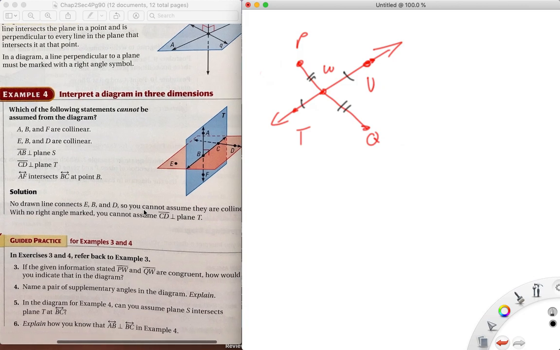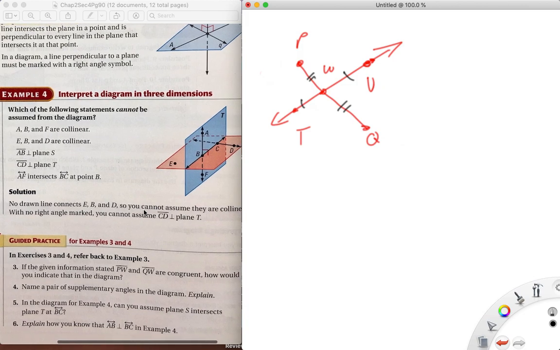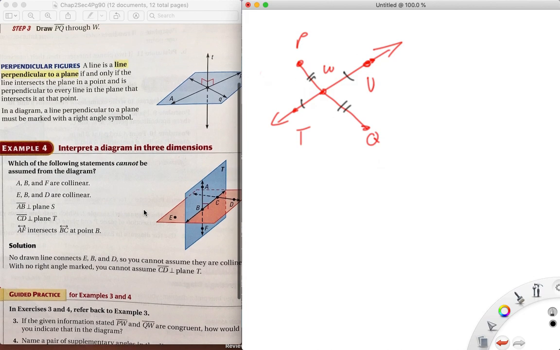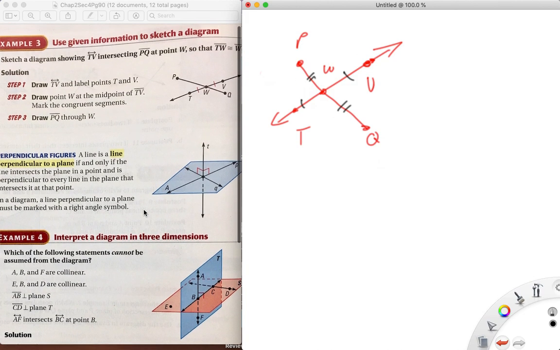It says name a pair of supplementary angles in the diagram. So if I refer back to example 3, a pair of supplementary angles, I can say TWP and PWV, they're supplementary, because they are a linear pair. I can say TWQ and QWV, they're supplementary. I can say PWV and VWQ. I can say PWT and TWQ. These are all linear pairs, and therefore they're all supplementary, based off of the drawing.